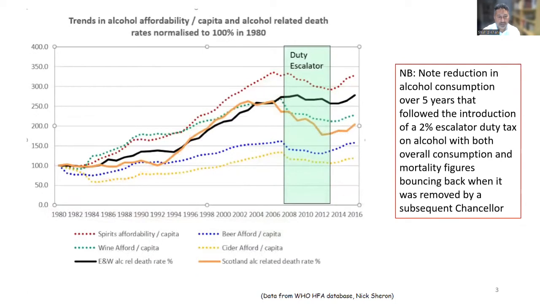So again, this shows, focusing on alcohol and alcohol-related death, one can see that during that period when the duty escalated, the 2% tax duty was there, both overall consumption and mortality figures started to go down, but started to go back up again when that tax was removed.